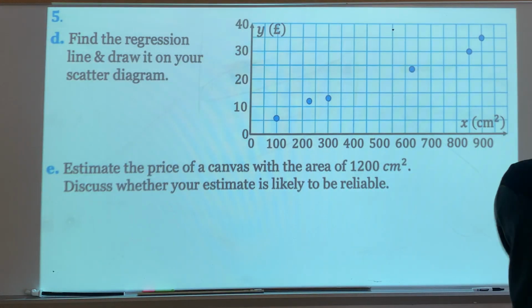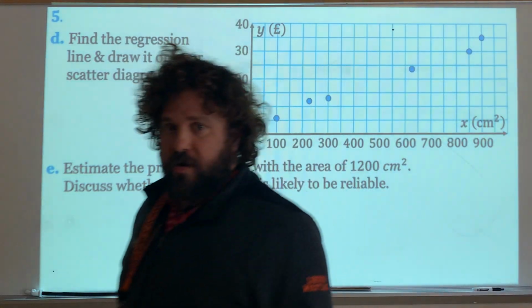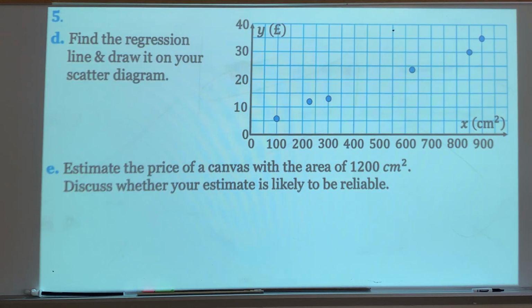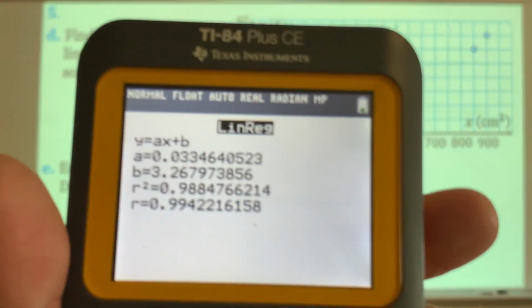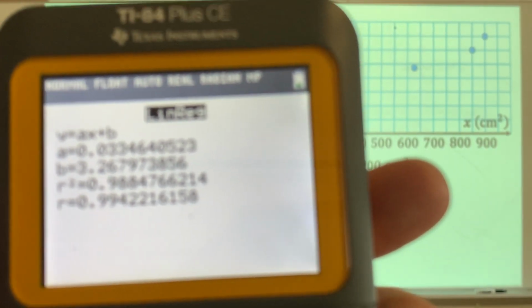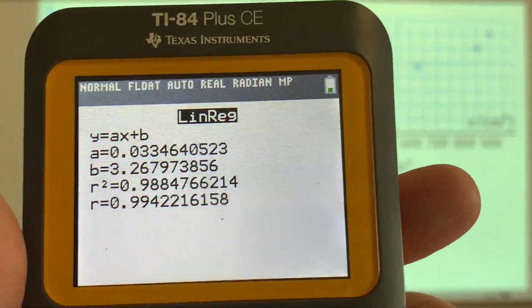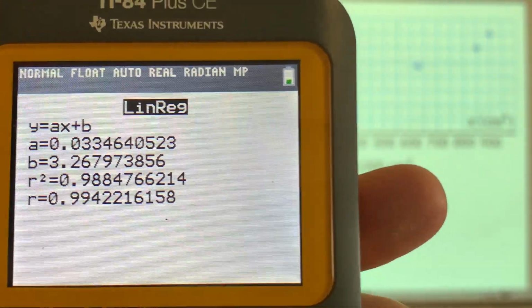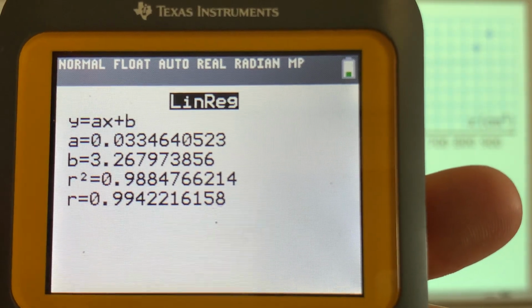Find the regression line and draw it on your scatter diagram. The way to find the regression line is to look at y equals ax plus b. So it's y equals 0.0335x plus 3.27. Go to three significant figures in both cases.